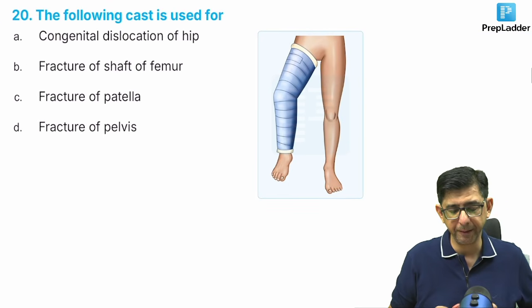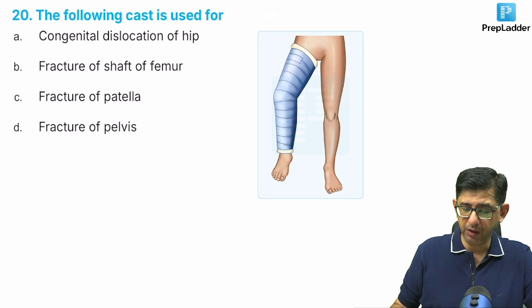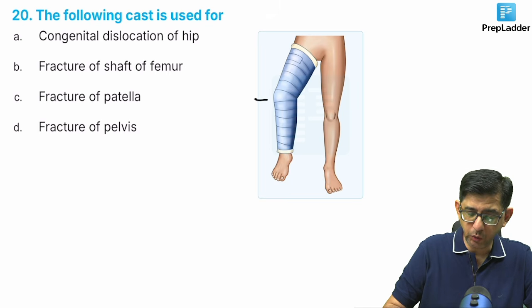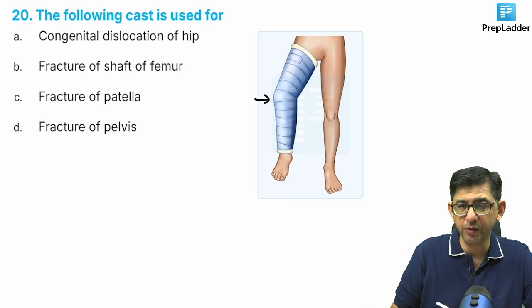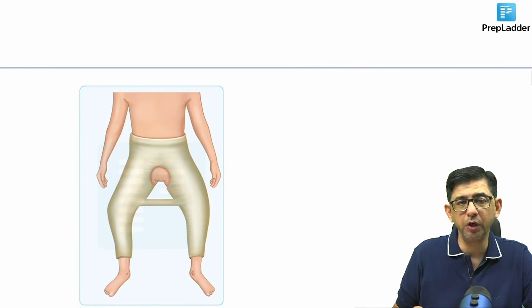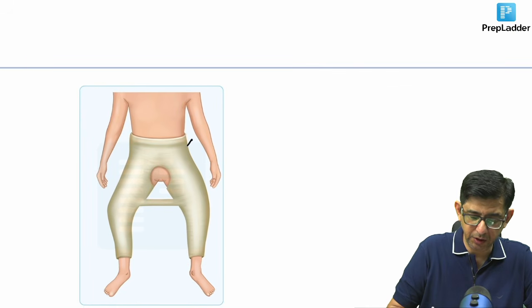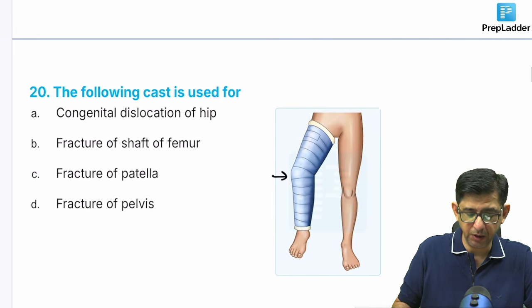We go to 20th. The following cast will be used for. So you can see the cast is covering the patella. It is going up to the hip joint also, but you can see that it is not immobilizing the hip joint. It is not immobilizing the ankle joint. I wanted to compare this with hip spica. In a hip spica, the hip joint is totally immobilized. You can see the hip joint will be totally immobilized. So this is not a hip spica, as you can see.